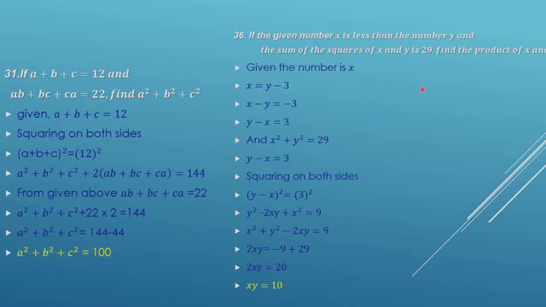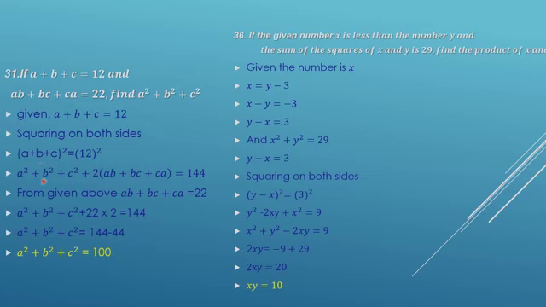Third question is: if a plus b plus c is equal to 12 and ab plus bc plus ca is equal to 22, find a square plus b square plus c square. Now we have been given this equation, and we need to use the formula of (a plus b plus c) whole square to get this form. We have also been given ab plus bc plus ca. So the question is very obvious. We need to use the (a plus b plus c) whole square formula.